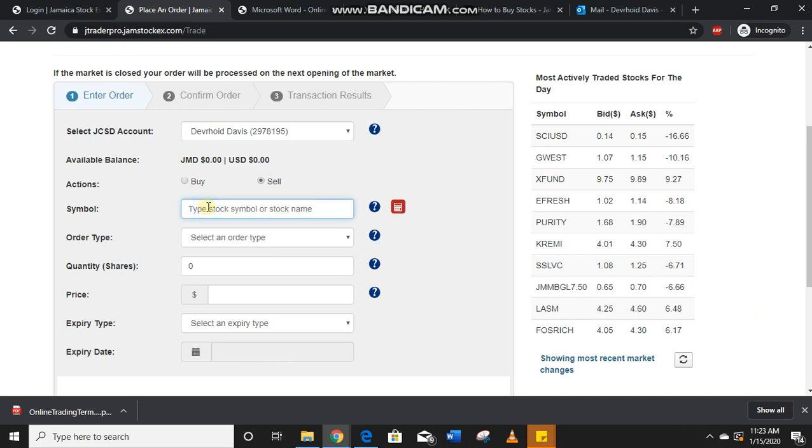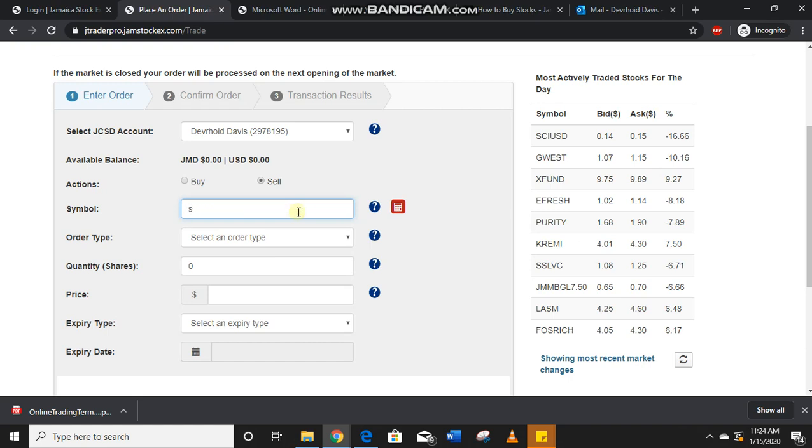Next, you're going to type in the stock that you wish to sell. And remember, you can only sell a stock if you already have it. Now remember, you have to type in the ticker symbol here. Additionally, you're only able to sell stocks that you have already bought. So these are stocks that have already settled. And remember also that the settlement date for a purchase on the Jamaica Stock Exchange, whether it's a buy or a sell, is T+2, meaning the day that the trade was executed plus 2 days.